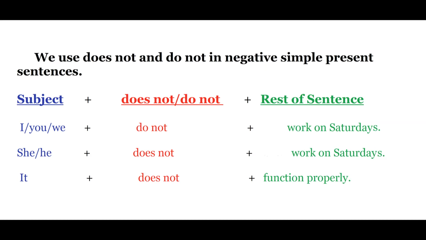Notice how for the subjects you and we, it also takes the same negative verb, do not. For example, you do not work on Saturdays. We do not work on Saturdays.